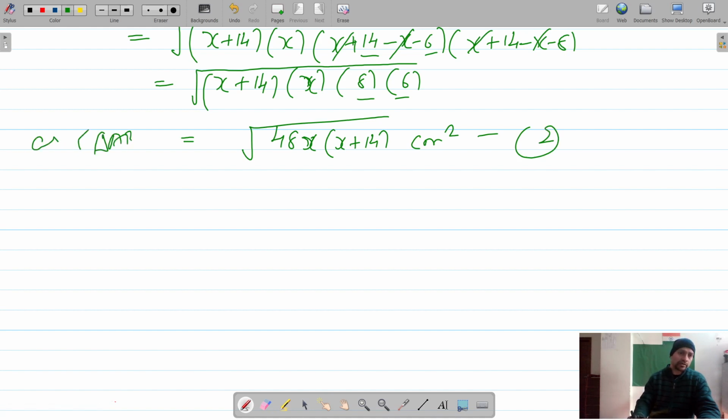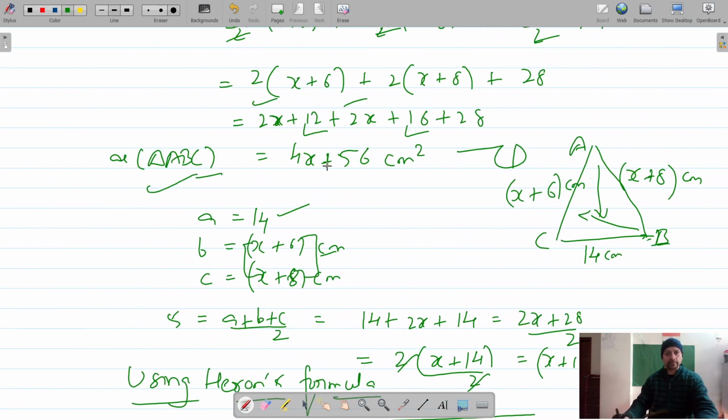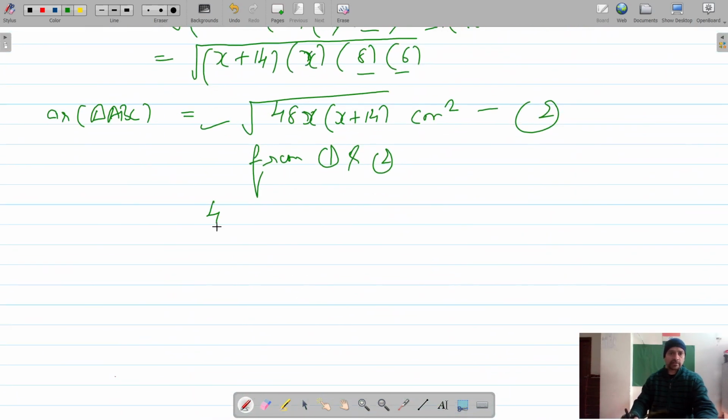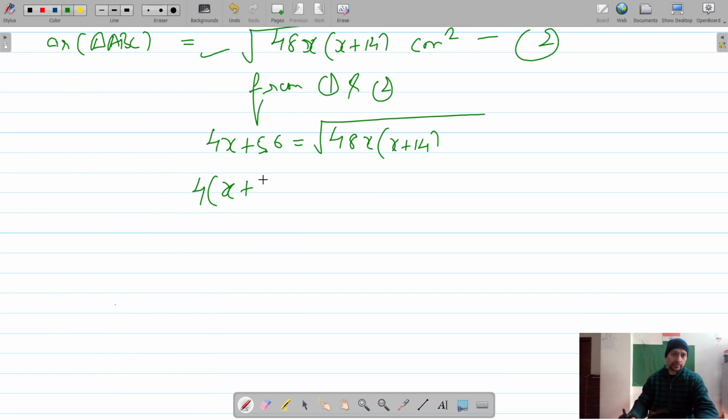So we have determined the area of the triangle ABC using two methods. And whichever one you use, the area should remain the same. So from 1 and 2, this is equation 1 and this is equation 2. Equation 1 says the area of the triangle is 4 times x plus 14. Equation 2 says the area of the triangle is the square root of 48x into x plus 14. And these two are now equated.